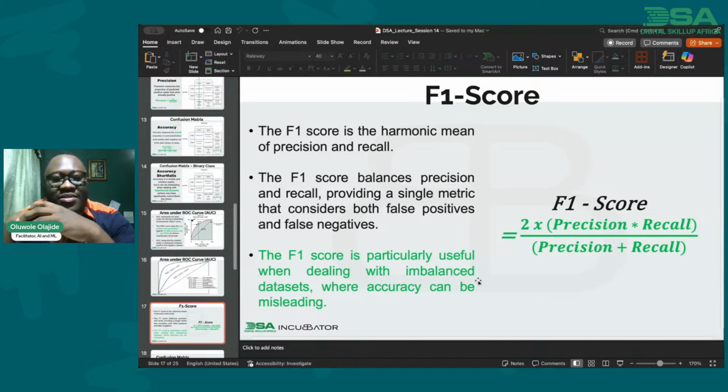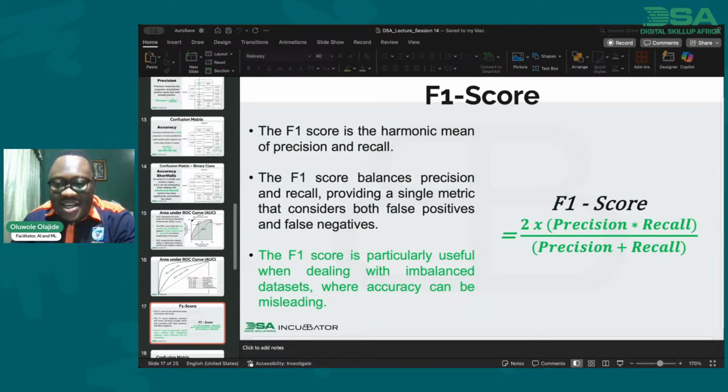Somebody who is good, Mr. Blessing, will just go to your F1 score and look at it, and he will just score you low and say, this person does not know what he's doing. So some people say, no, I got good accuracy. I kept on saying it: accuracy is not sufficient enough.